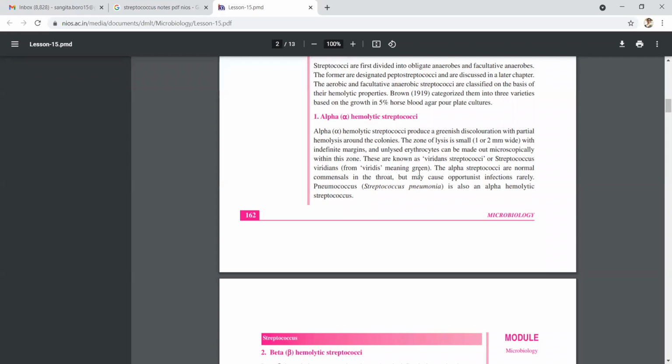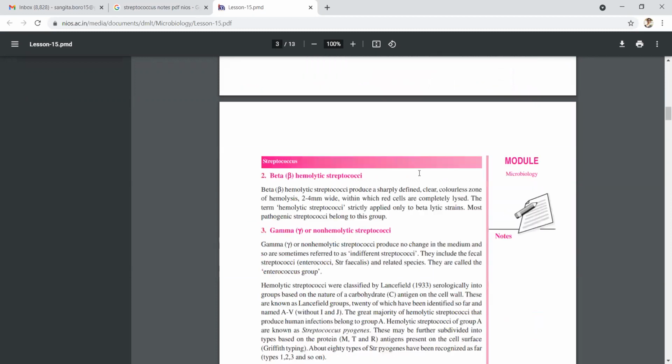The alpha streptococci are normal common cells in the throat, but may cause opportunistic infection rarely. So if we collect a throat swab, we might normally find the presence of Streptococcus viridans, as it's a normal flora, but sometimes it may also cause infection because they are considered opportunistic infection causing bacteria. Another example of alpha hemolytic streptococci is pneumococcus, named Streptococcus pneumoniae. This is also an alpha hemolytic streptococcus.